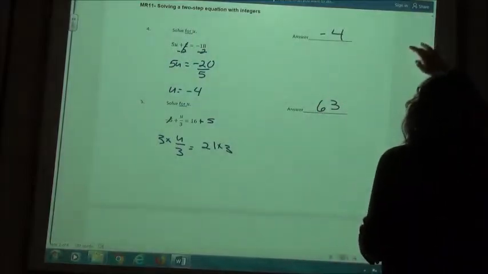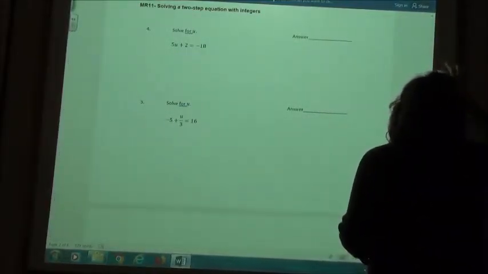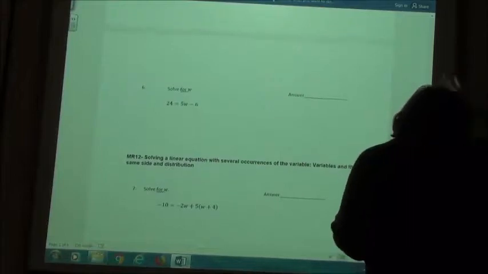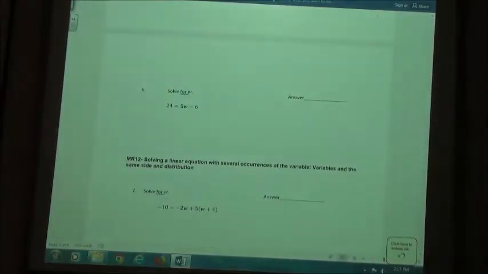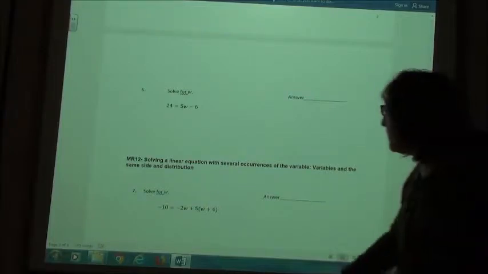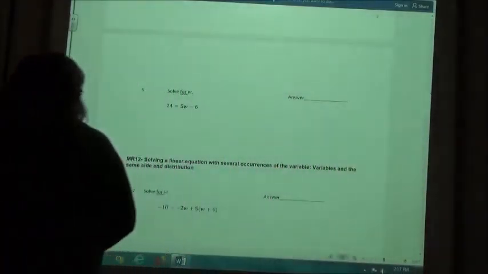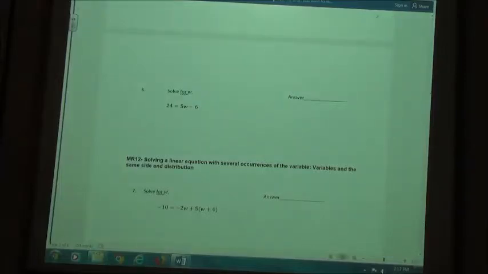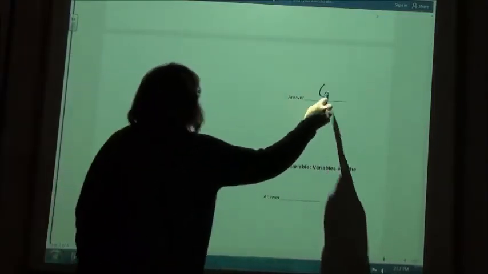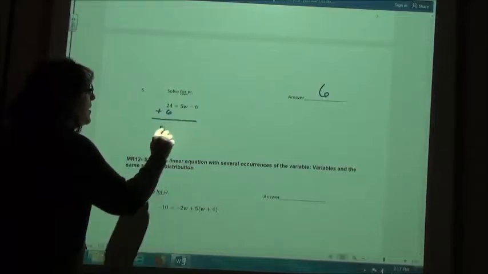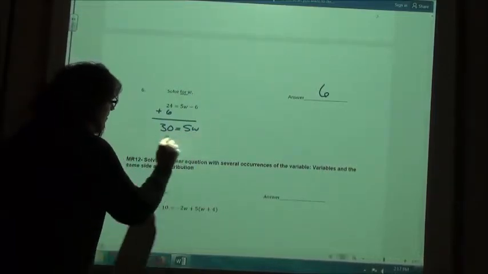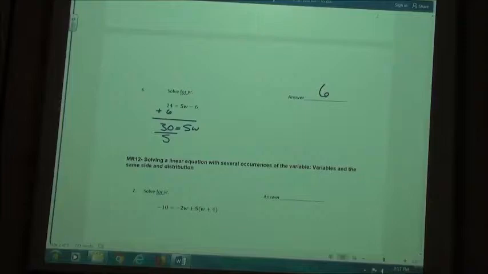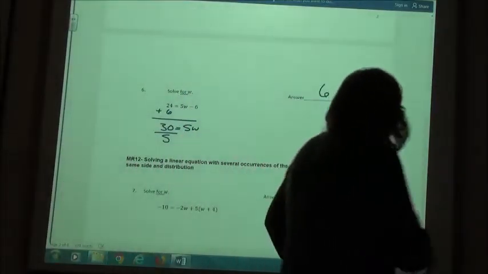Go ahead while I'm moving the board, do the next one there. And so on number 6, you got an answer of 6. You added your 6 first, got 30 equals 5w divided by 5, and ended up with 6. Hopefully you already knew this.